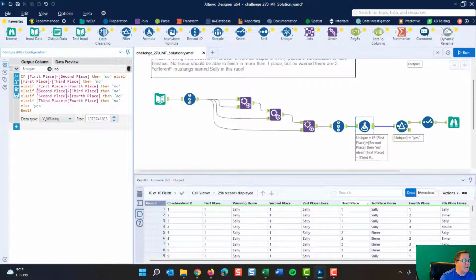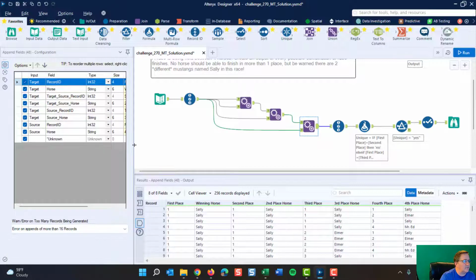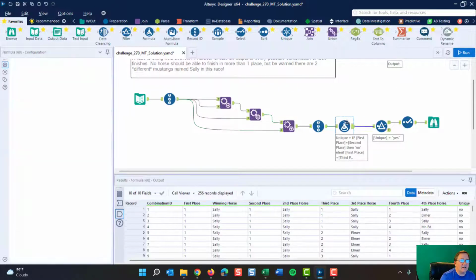We've already accounted for the first place. So does the second equal the third? Then no. Does second equal the fourth? Then no. And now we're down to the final one, which is third place equal fourth place, and then no. Otherwise, we say yes. Next, we do a simple filter and we say, hey, we only want those ones where it's a yes. By the way, I should mention back here, we do a little bit of naming convention where I put this in here and it's first place winning horse, second place horse, third place horse, and fourth place horse. That's what we're calculating on right here.